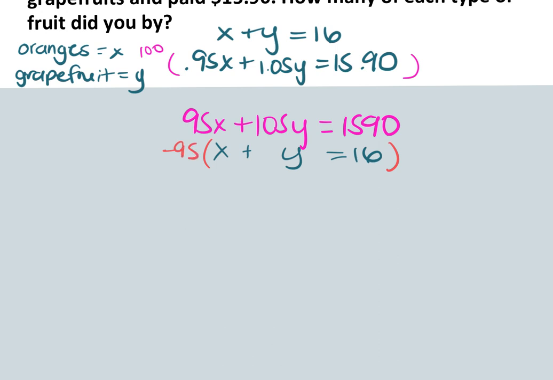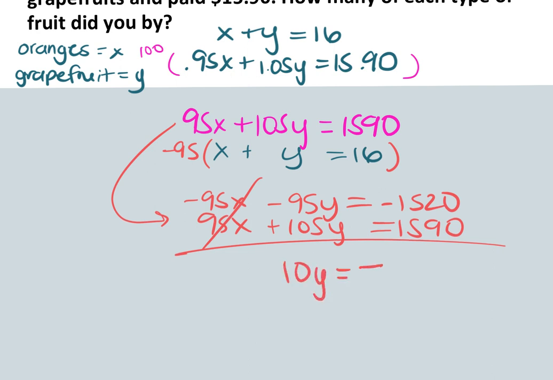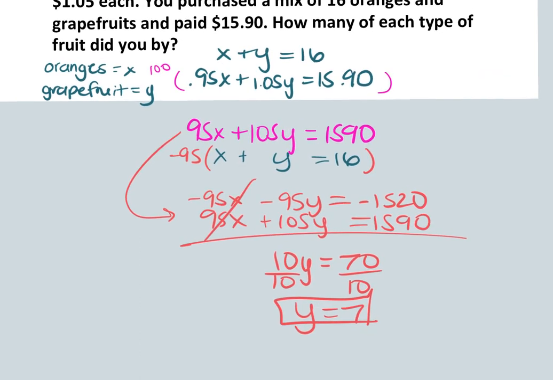We're going to multiply by negative 95. So negative 95x minus 95y equals 16 times 95, negative 1520. And then bring down the top one: 95x plus 105y equals 1590. So these cancel. I have a positive 10y equals 70, divided by 10, and y is 7.